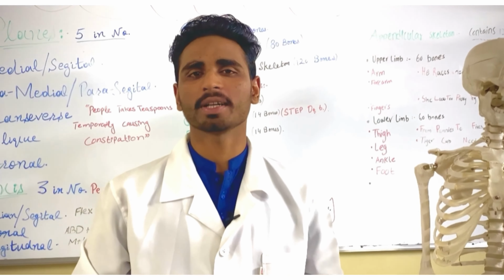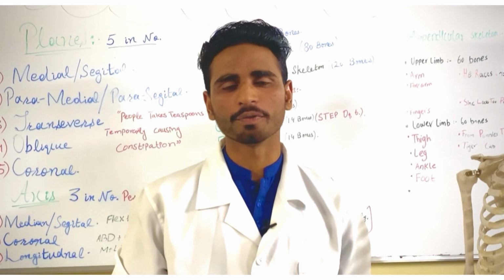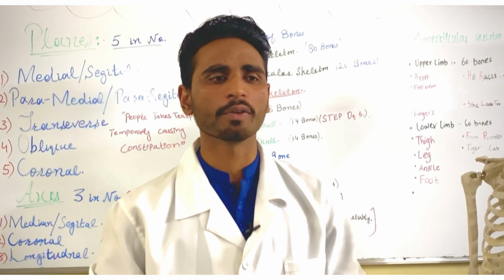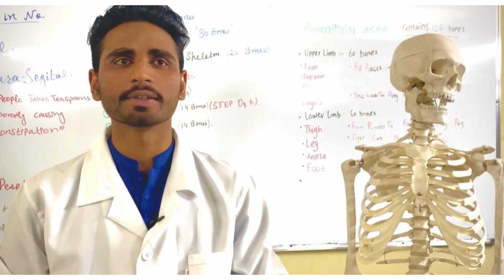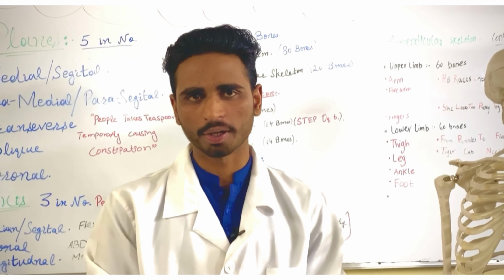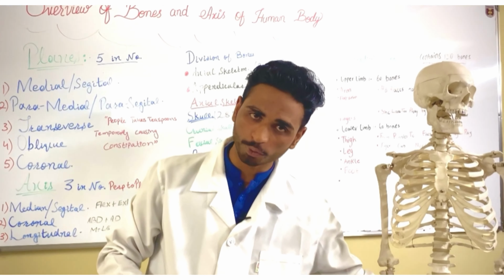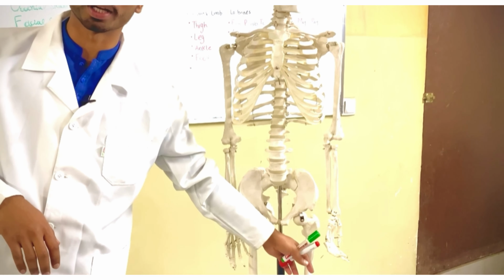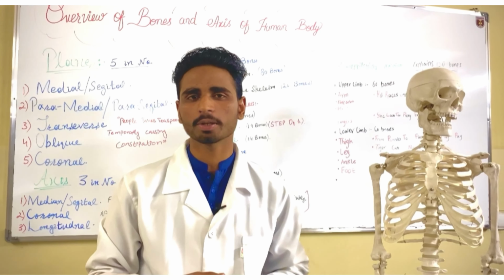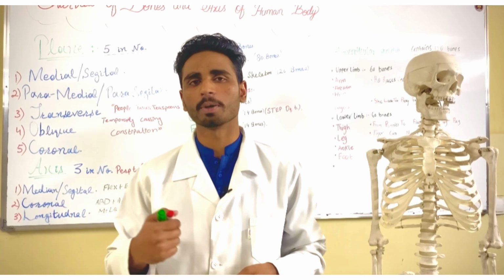There are also some other landmarks, just like fovea and fossa. Fovea is a pit at the end of a bone. We have the fovea capitis in the femur bone, and we have the fossa, which is a depression area of the bone. These are also present in the femur bone, and also in the humerus bone. So this is just a short introduction about the planes and axes of the human body.